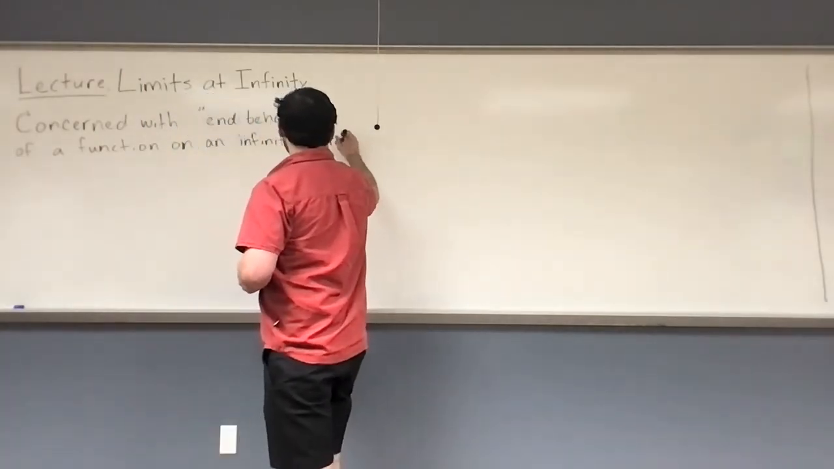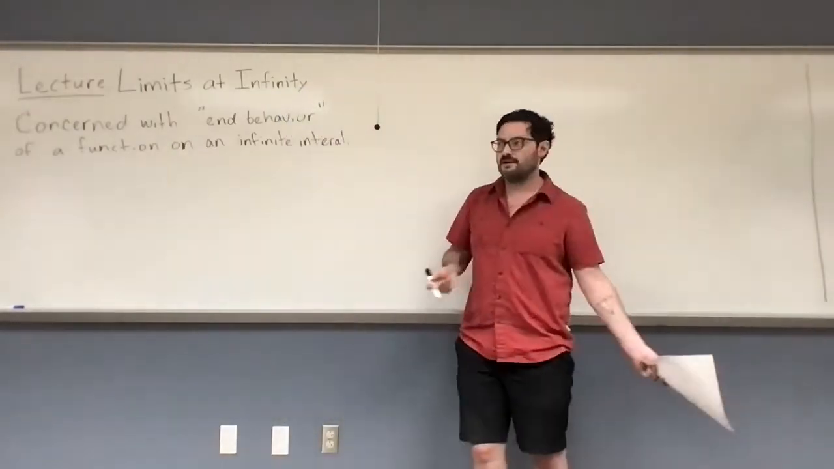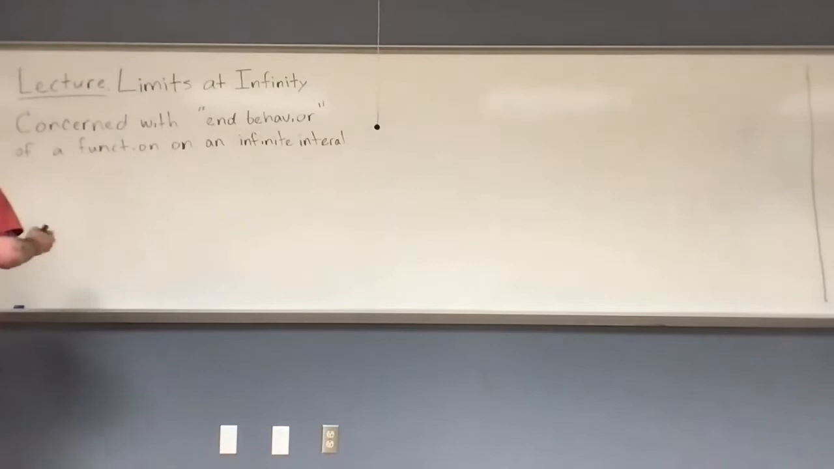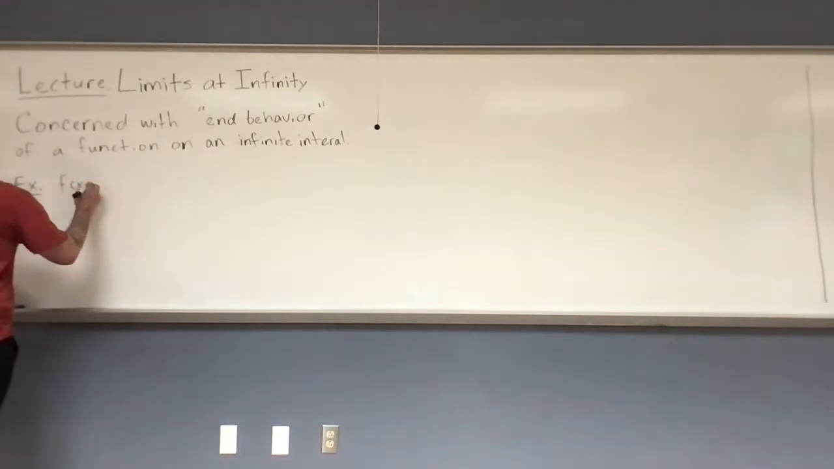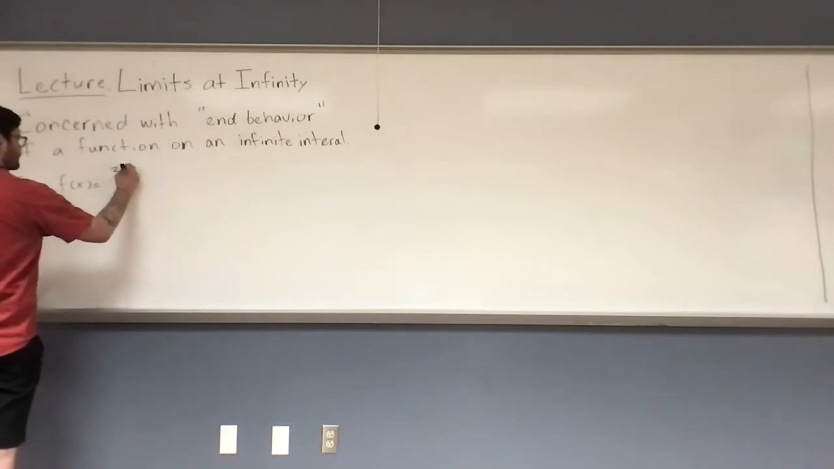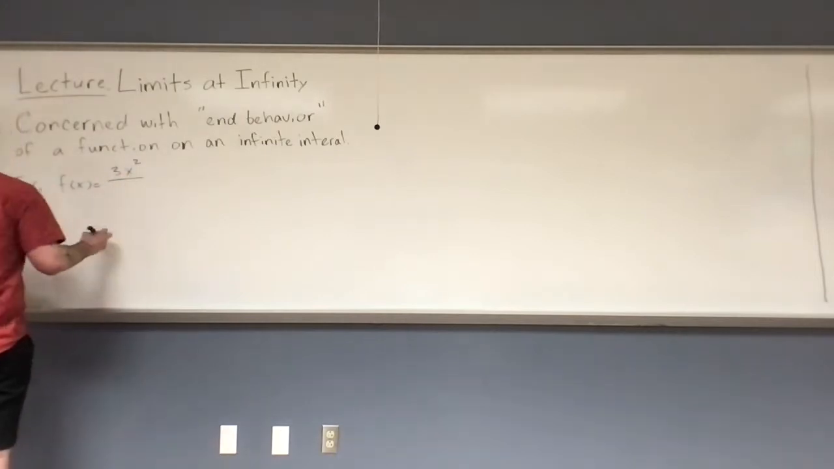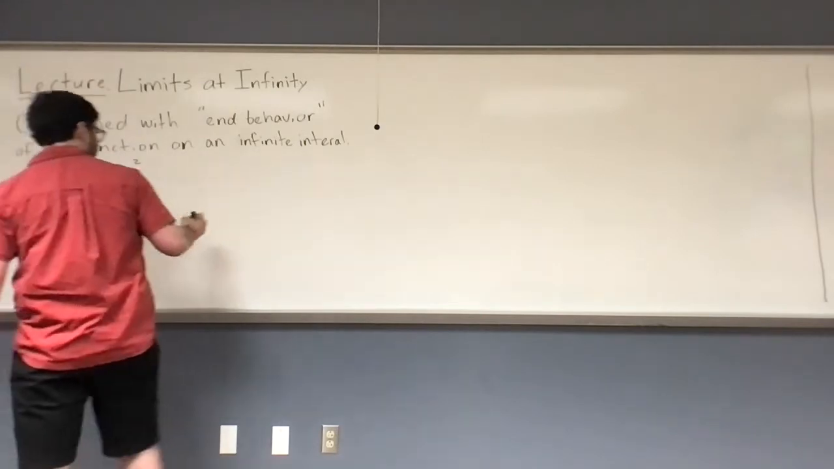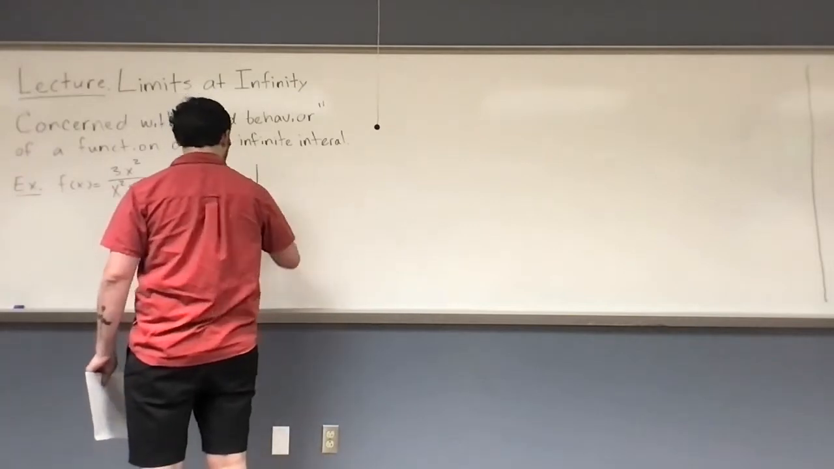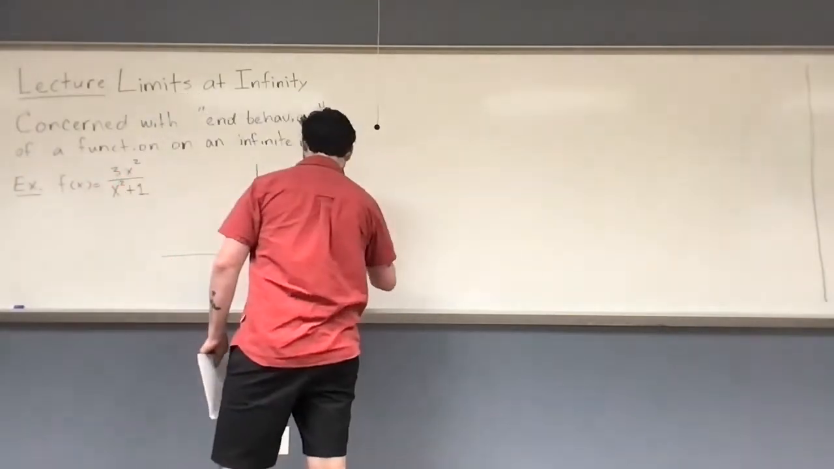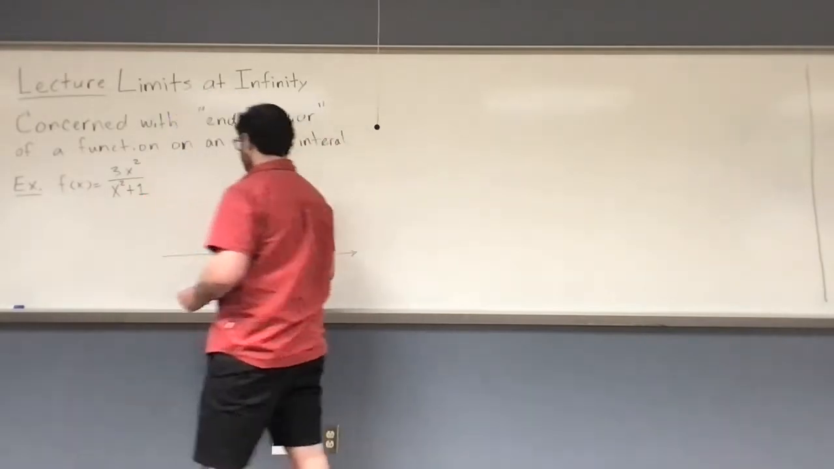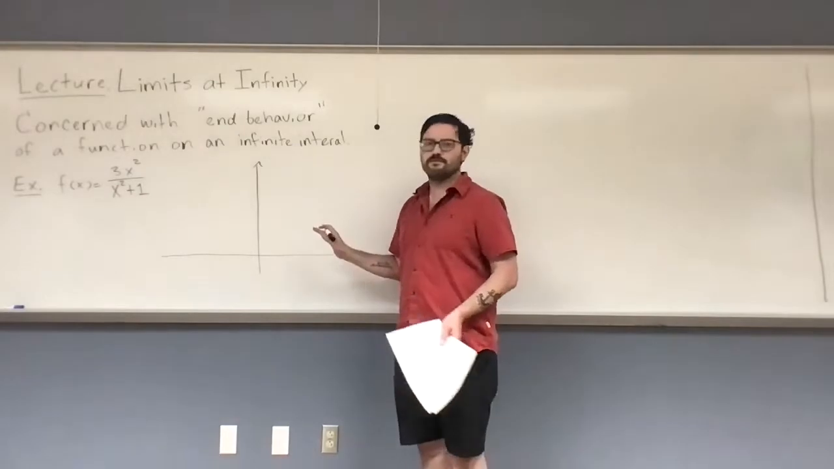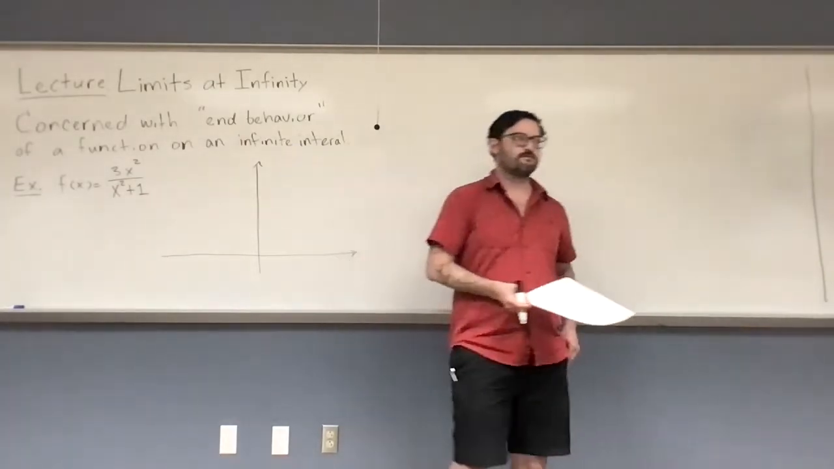Okay. So what do I mean by this? I think the best way to illustrate it is with maybe an example function. Let's consider f of x equals 3x squared all over x squared plus 1. And this function more or less looks like this. We'll wait to draw the picture of this, the graph of this function.